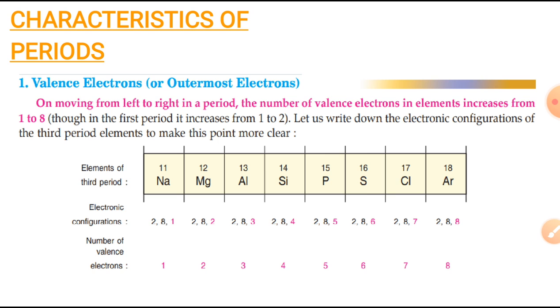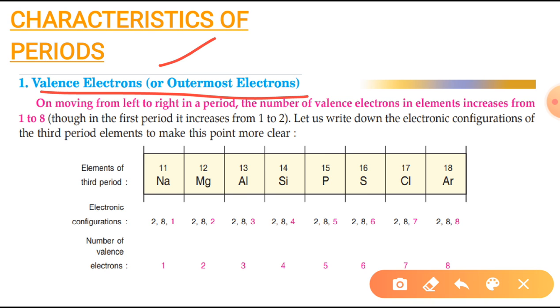First of all, we are going to study the characteristics of periods. All the properties will be discussed by us and we will see how they change when we move from left to right. First of all, let's start with valence electrons, also known as outermost electrons. So students, on moving left to right in a period, the number of valence electrons in an element increases from 1 to 8. We will understand it by taking one example.